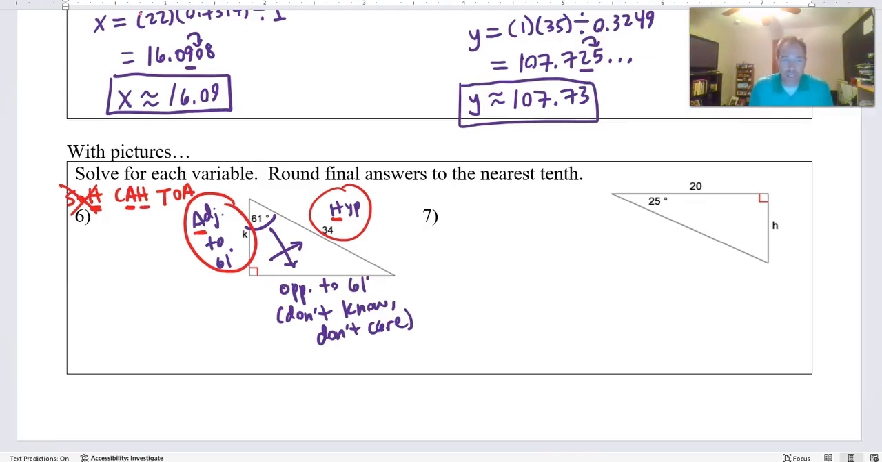Let's just double check tangent. Tangent involves the opposite leg. I don't know and I don't care about the opposite leg. So it sounds like we're going to do cosine here.